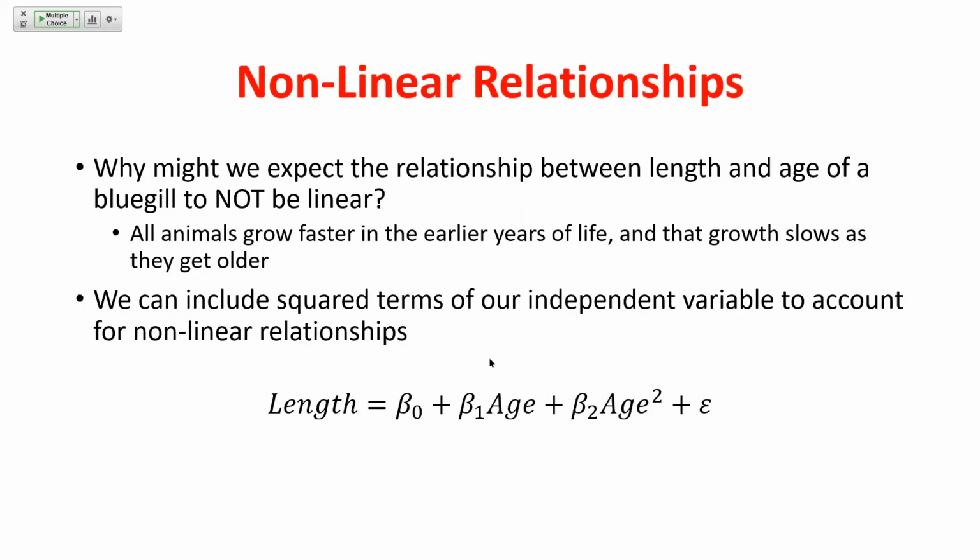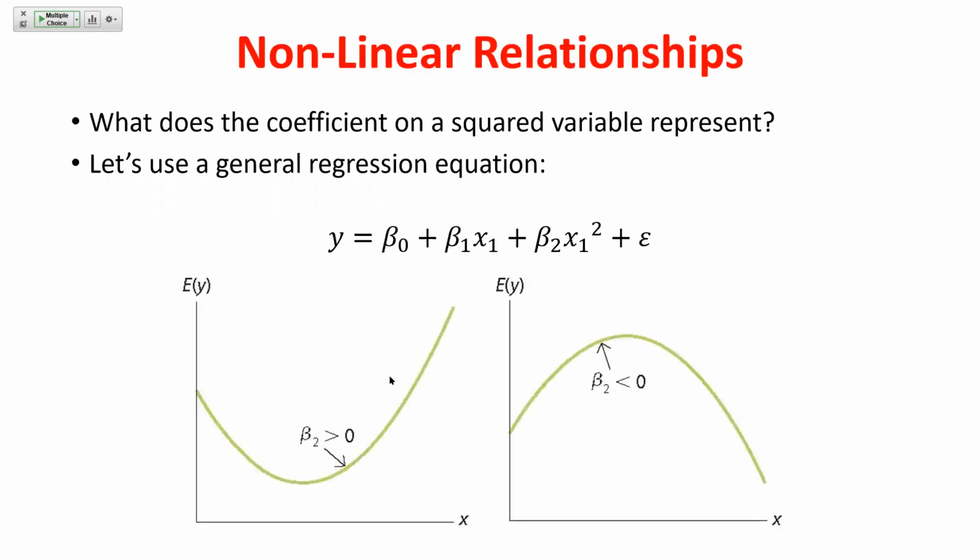So, we already talked about why we would think this is probably not a linear relationship. So let's throw in this quadratic term. Let's throw in this age squared term. Okay. Well, now, if I rerun this regression, right, it allows for there to be some curvature to a relationship between my x and y variable, or the length of the fish and its age.